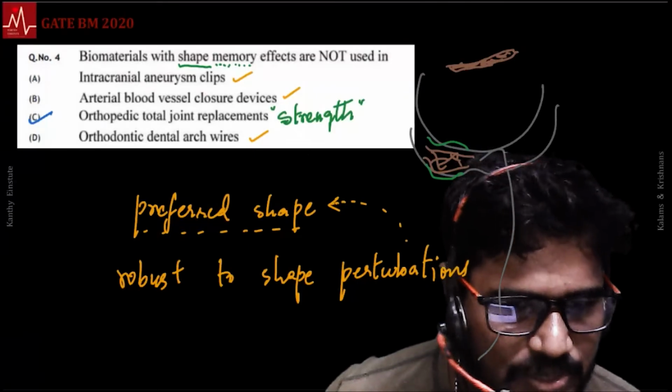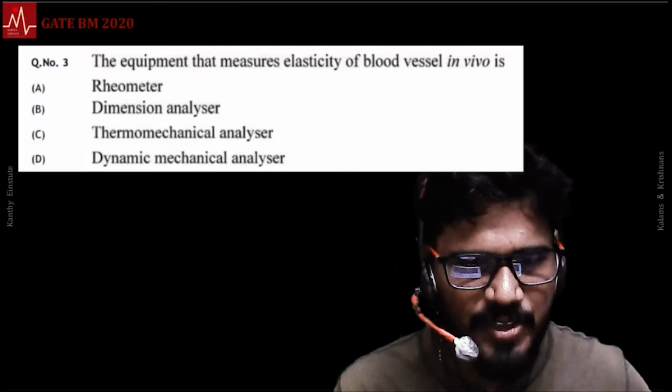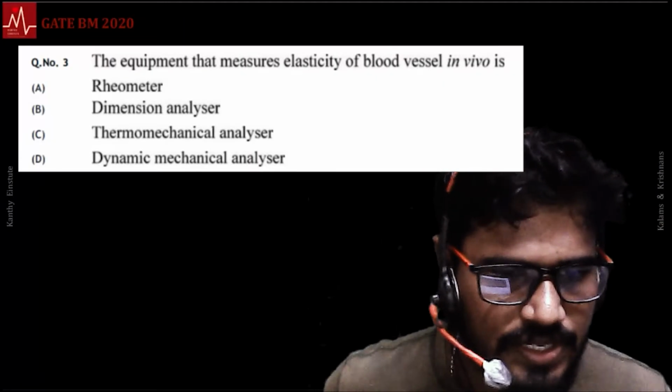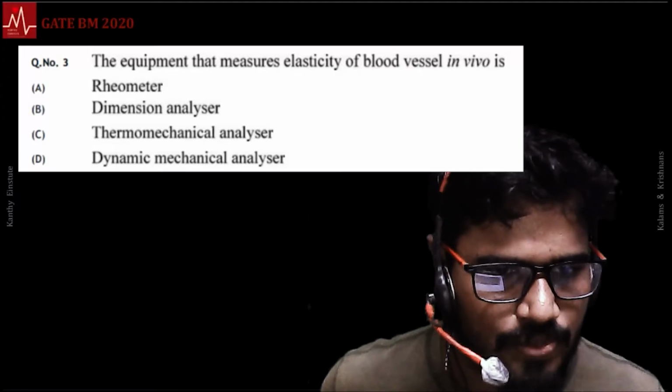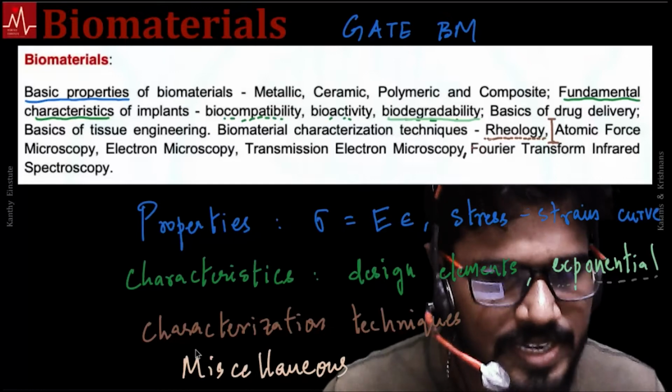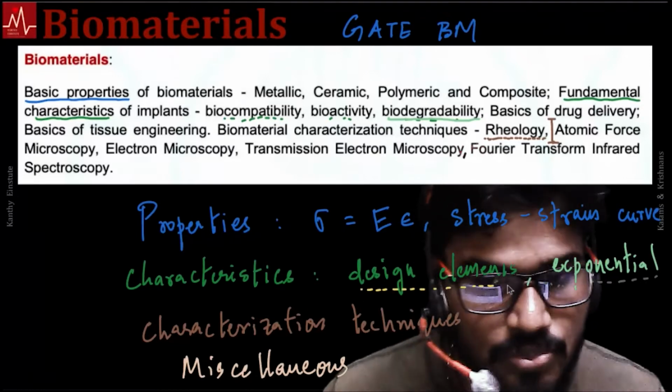Now let's get back to the next question. Equipment that measures. Now here we come to characterization techniques. So in fact, what we have seen so far is not really miscellaneous. Design elements is what we have seen.